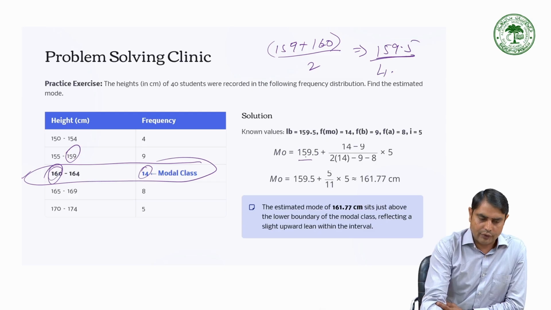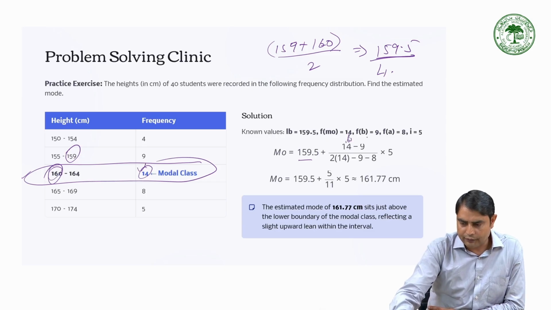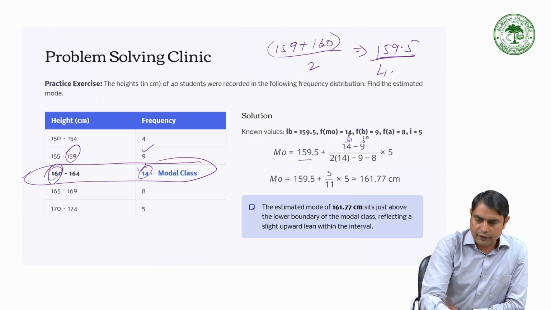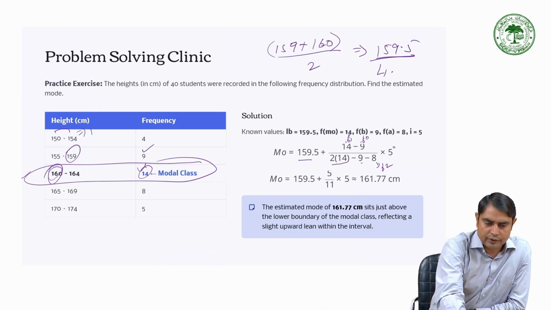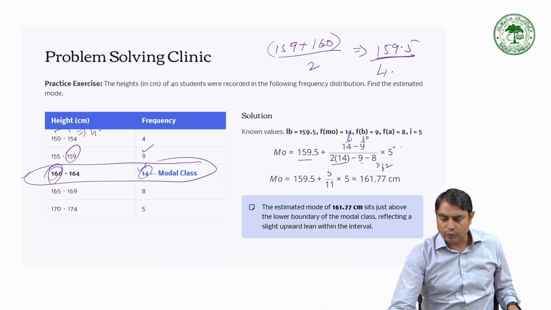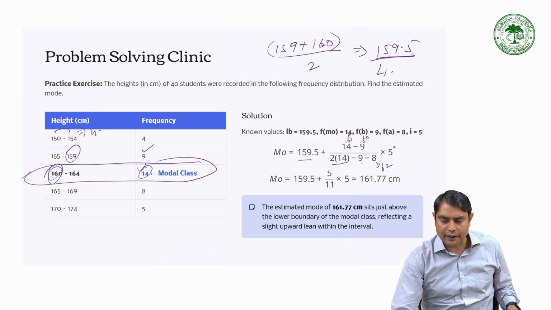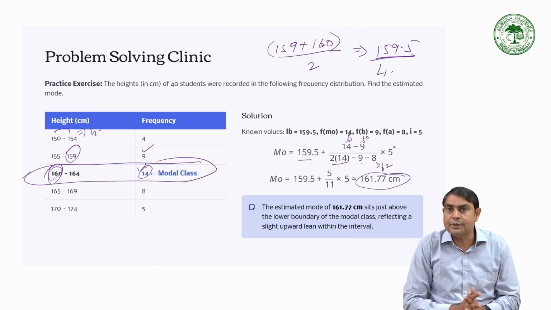So I have L1 as 159.5, then the frequency of the current class is 14, F1, then the frequency of the previous class is 9, F0, and then the frequency of the succeeding class, F2, in the formula 2 F1 minus F0 minus F2. And this is my H, which is the difference between these two, which is 5 in this case. Solving it, I get 159.5 plus 5 by 11 into 5, which is equal to 161.77, my estimated modal value.